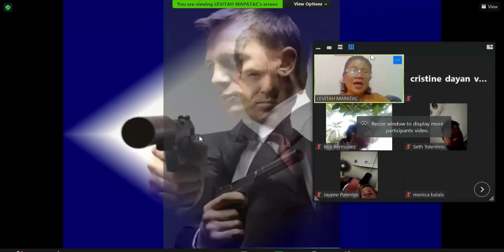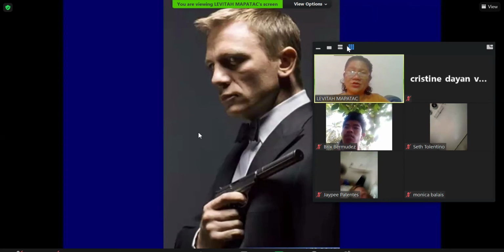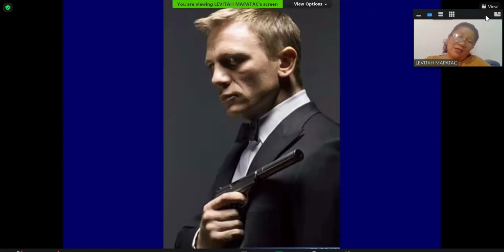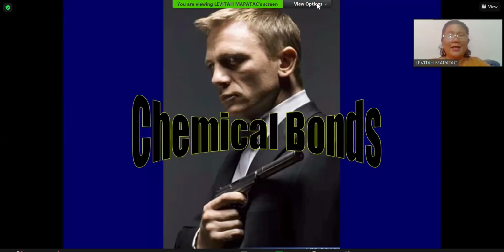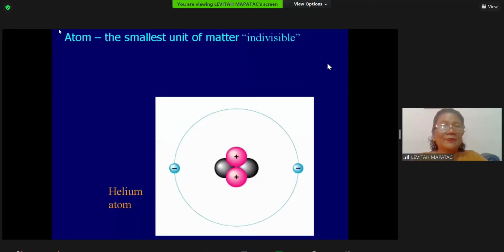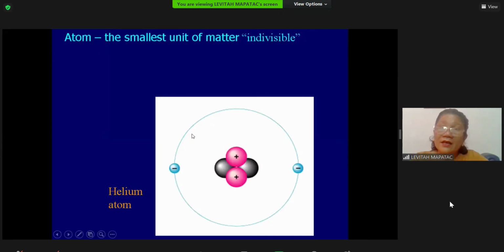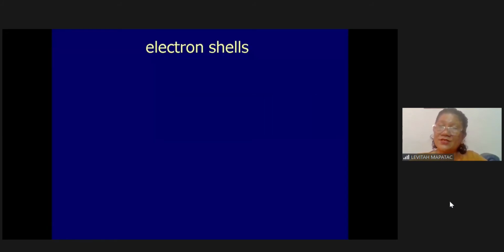Okay, so we are now in a review, additional for chemical bonds. It's not James Bond, but it has something to do with bonds. What is a chemical bond? As we already know, atoms are the smallest unit of matter. For instance, this is helium. This is now the valence electron. How many electrons are there in the outermost shell? There are 2 electrons. That is known as the valence shell, or electron shell.